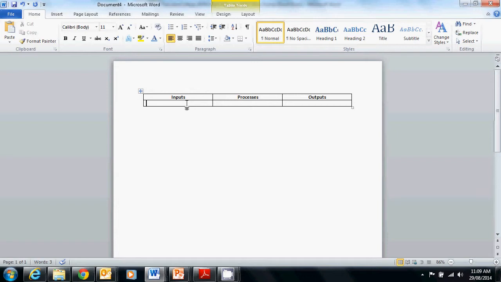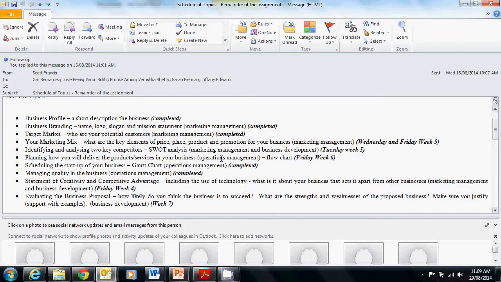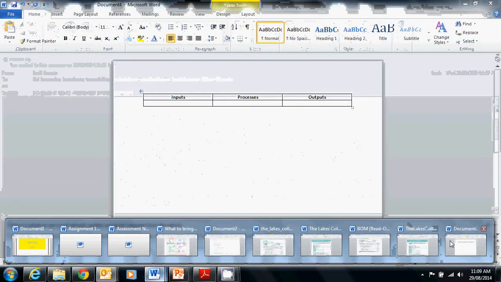Oh, this is what I was talking about here. Let's go back to this one. This is saying that we're looking at operations management: how are you going to deliver your products or services? So this is just a plan of how this process works. There are 2 operations management tools that you can put into your diagram.